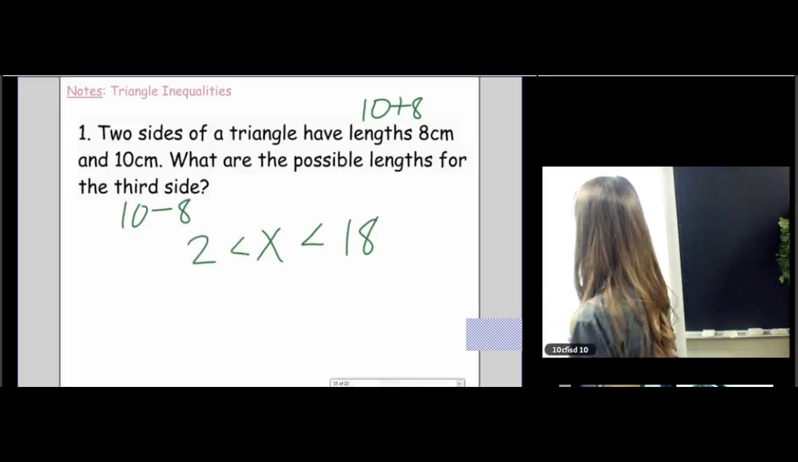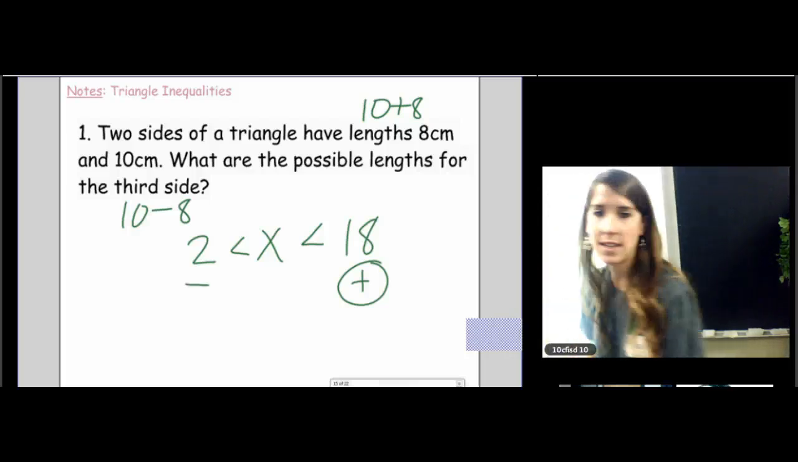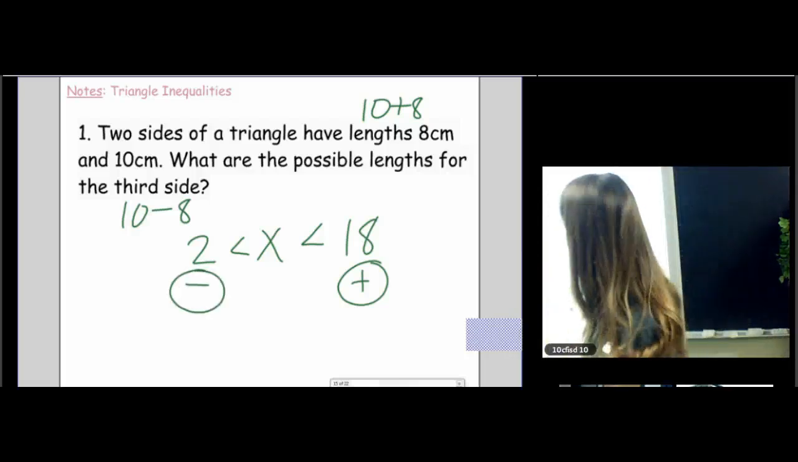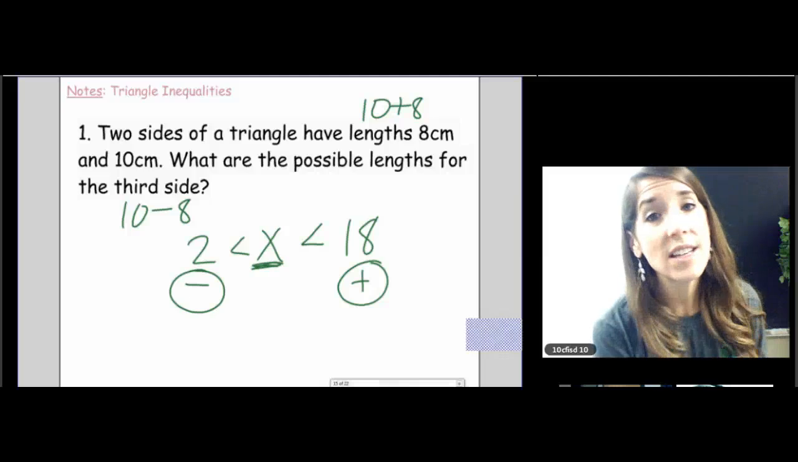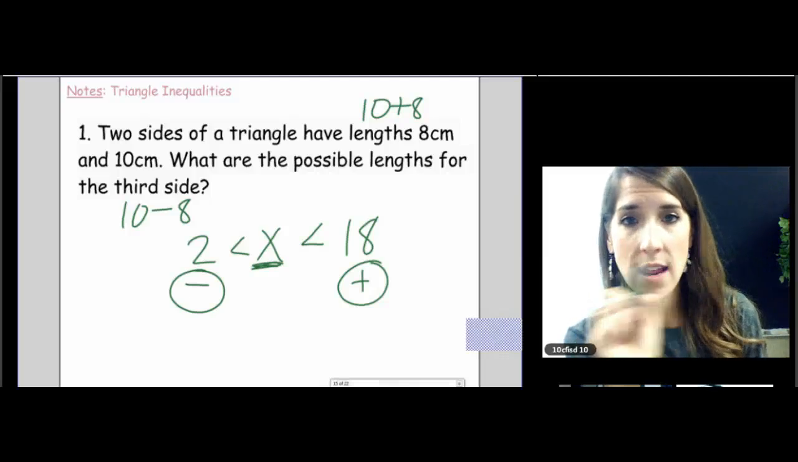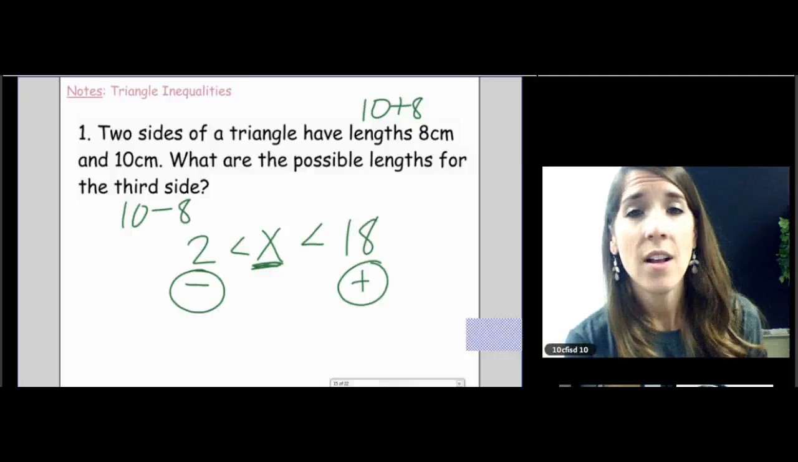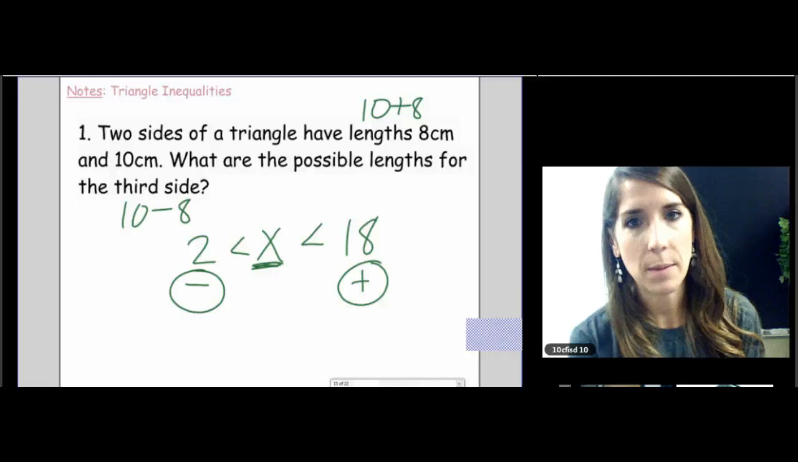So this represents me adding the two numbers together, and this represents me subtracting the two numbers together. So the third side is going to be greater than 2 and less than 18. Am I going to put a little equal to underneath? No, because it can't be equal. We already discovered that. That wouldn't make a triangle. It would collapse upon itself.